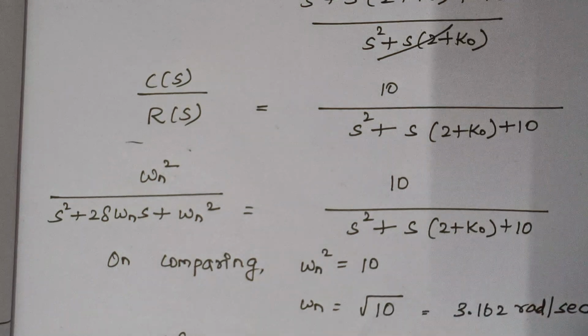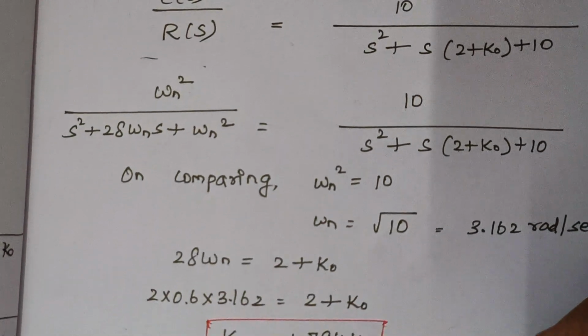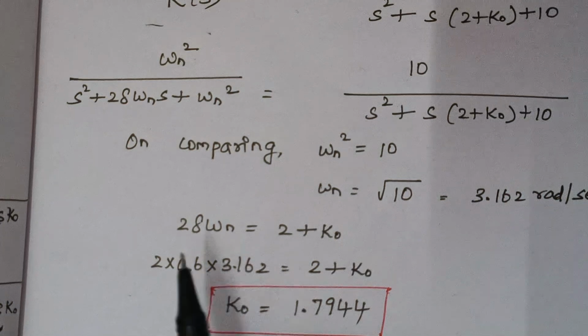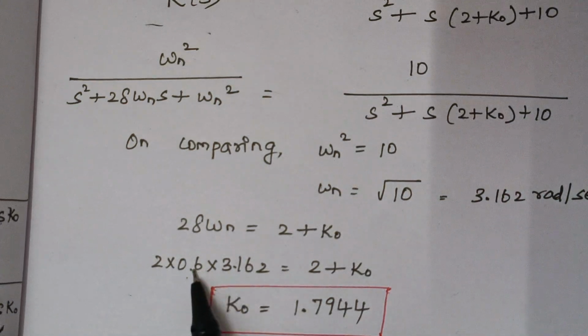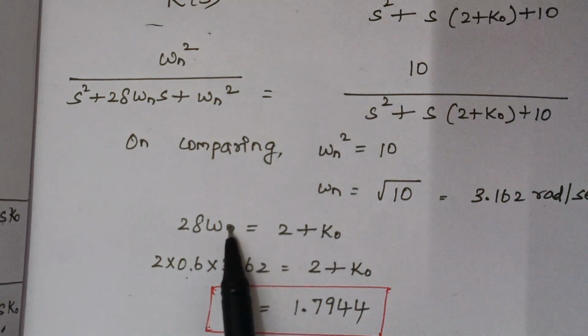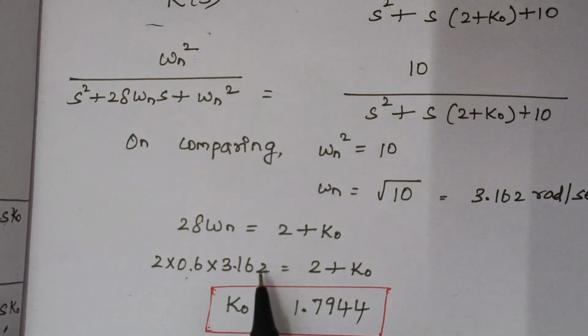The next thing is this coefficient of s, 2 zeta omega n, is compared with 2 plus k naught. When you substitute here, the value of zeta is given as 0.6 in the problem, and omega n we found as 3.162. When you substitute this in this equation and solve, the value of k naught is found to be 1.7944.